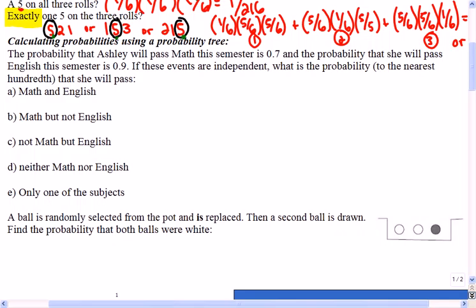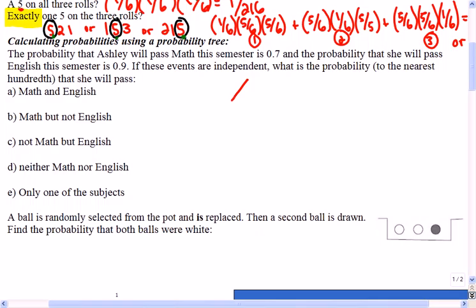The probability that Ashley will pass math this semester is 70%. The probability she will pass English this semester is 90%. Now, this says, assuming these events are independent, what's the probability that she will pass? And then we have a bunch of questions here that we're asking. So if she was going to pass math and English, I mean, it is easy enough just to multiply those two together. But you'll notice there's a lot of questions here about these probabilities. There's a whole bunch of different scenarios. So a probability tree is going to show us all those scenarios.